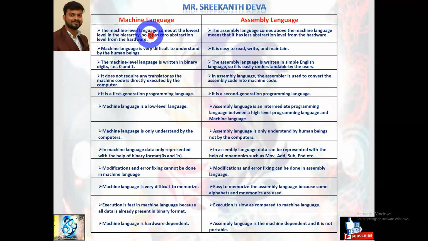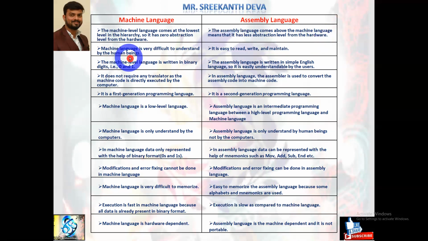The machine level language comes at the lowest level in the hierarchy, so it has a zero abstraction level for the hardware. Assembly level language comes above the machine language, which means it has a less abstraction level from the hardware level, but it provides abstraction compared to what? Machine level. Hardware level what?